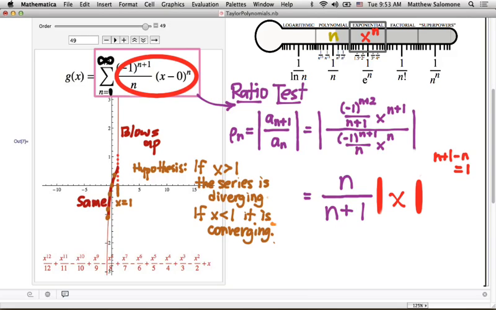So this is the nth ratio of our power series. And the ratio test tells us we don't want just the nth ratio, we want the limit of those ratios as n tends to infinity. So now we'll take the limit as n goes to infinity of this thing. And what happens to n over n plus 1 as n tends to infinity?